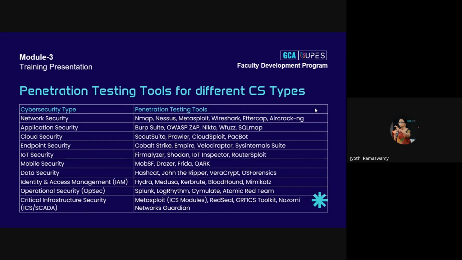IoT security. Like yesterday we looked into IoT security, Firmware Analyzer. IoT has the devices, the Internet of Things. The firmware of those devices has to be checked. Shodan, IoT Inspector, RouterSploit. So these are tools which will test IoT security.